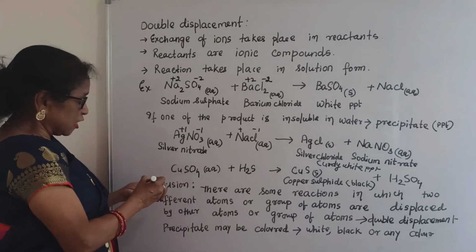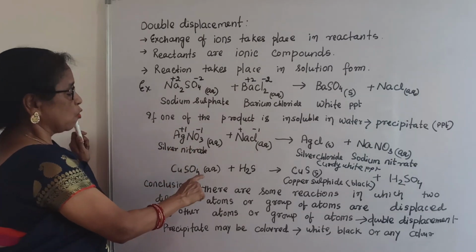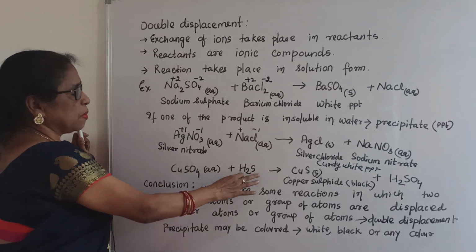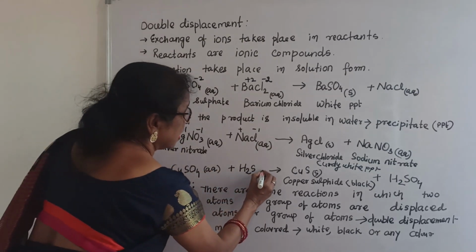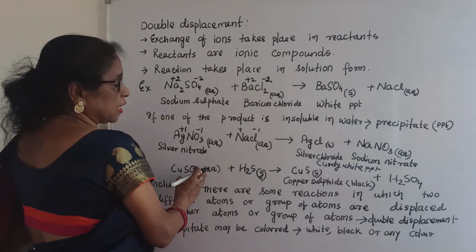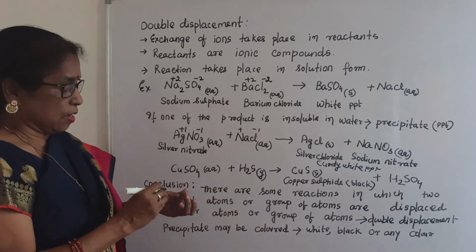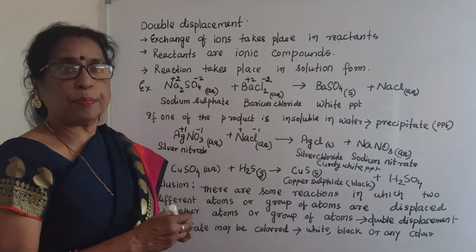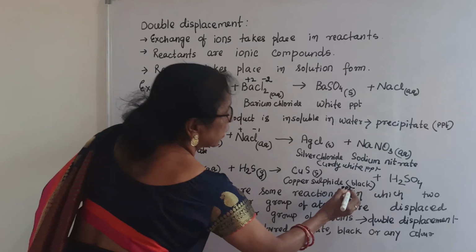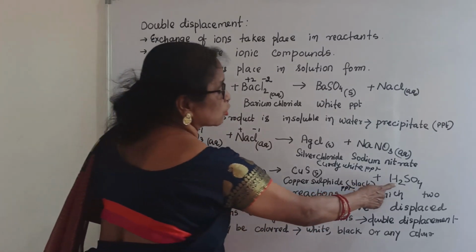Now next example, copper sulfate. You know copper sulfate, its color is blue, and (aq) means it is in the water in solution form, a blue solution. When you pass H2S, H2S is a gas. The smell is rotten egg smell. When you pass this one, it gives CuS, copper sulfide. What is the color of the copper sulfide? That is also a PPT, black color. And the next product, the byproduct, is sulfuric acid.